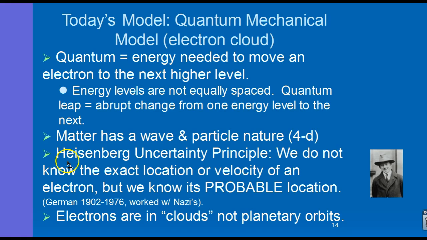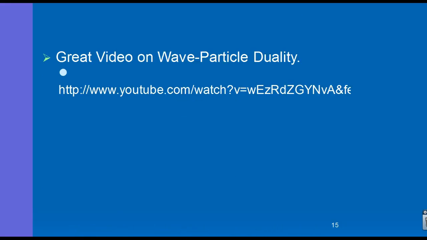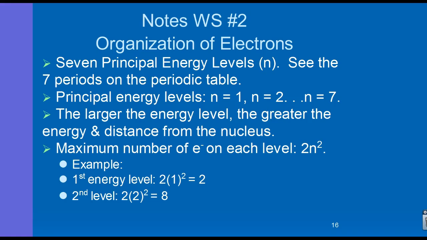There's this principle called the Heisenberg uncertainty principle. We do not know the exact location or velocity of an electron, but we know its probable location. So the Heisenberg uncertainty principle deals with probability. And today's model says electrons are in clouds, not in planetary orbits. So they're in spaces, and there's a probability of finding them there.